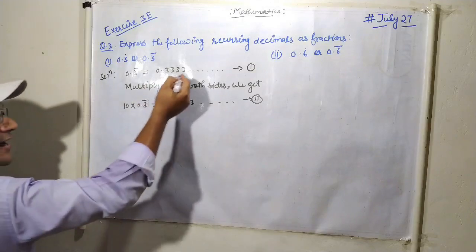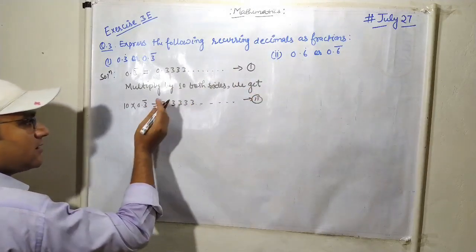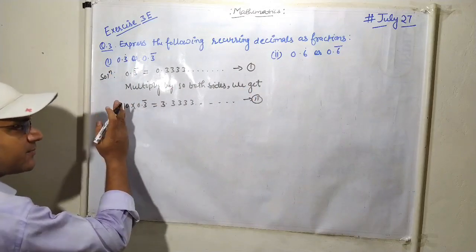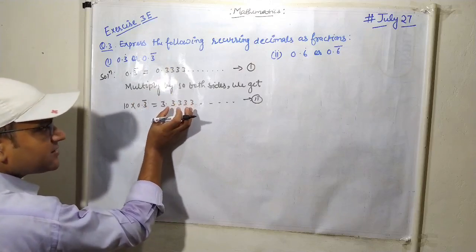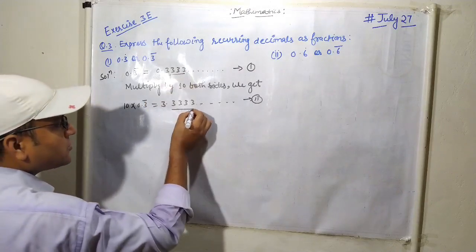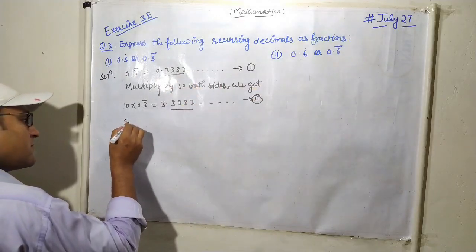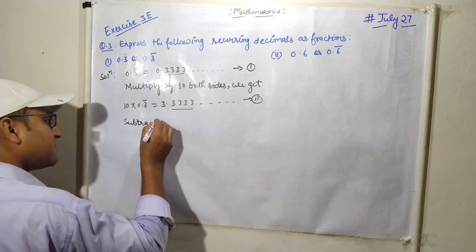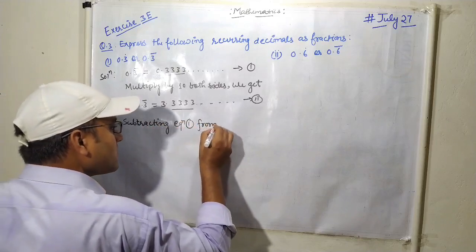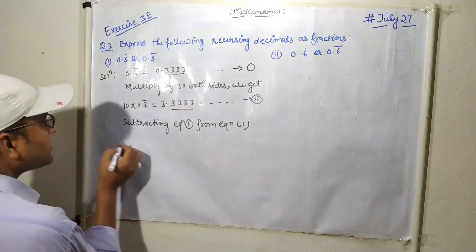Because 3 and so on comes. So if you multiply this by 10, because one decimal digit is there, the 3 is shifted, and we can take as many 3s as in equation 1. See this one, here is a 4, here is also 4, and so on. So subtract equation 1 from equation 2. Subtracting equation 1 from equation 2, on the left side we are subtracting.